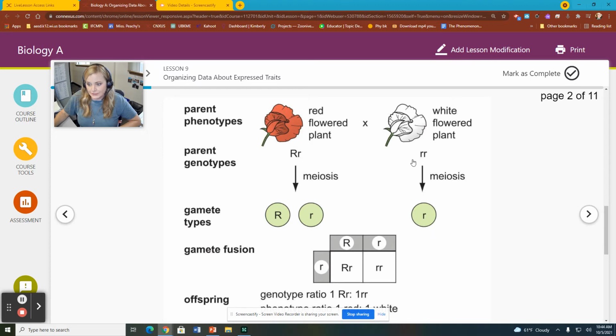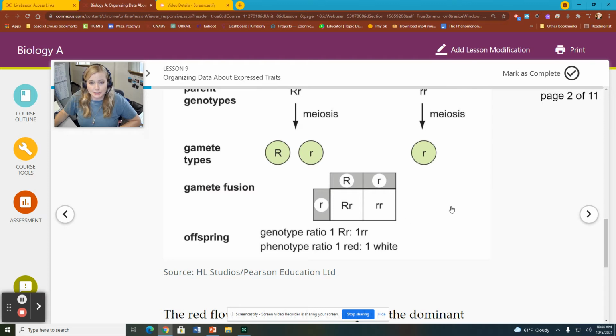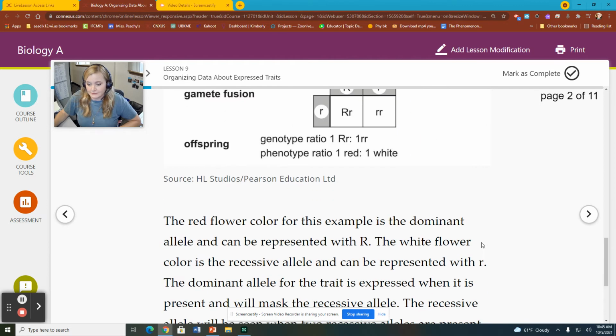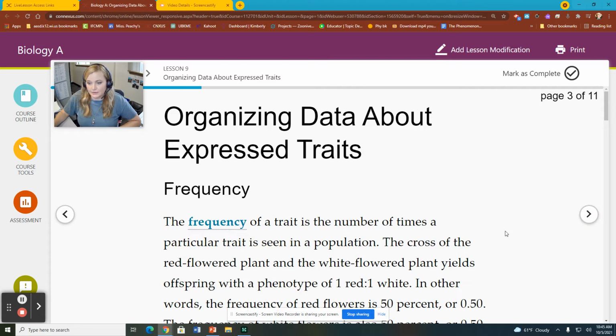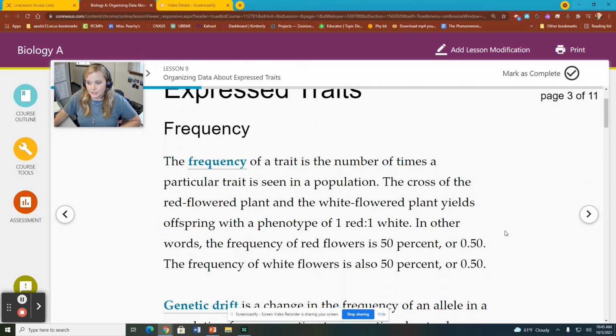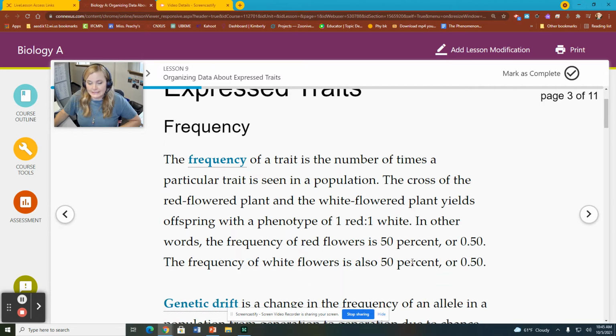So if we were to cross these two, there's only two possible combinations. Either this guy, big R, is going to combine with a little r and produce this genotype, or these two combine and produce this genotype. So in this specific incident, it's literally a 50-50 shot of whether or not the offspring are going to be red or white, right? So we talked about genotype and phenotype, and this next slide talks about frequency of a trait in a population. So for that example, the frequency was 50-50, 50% red and 50% white.